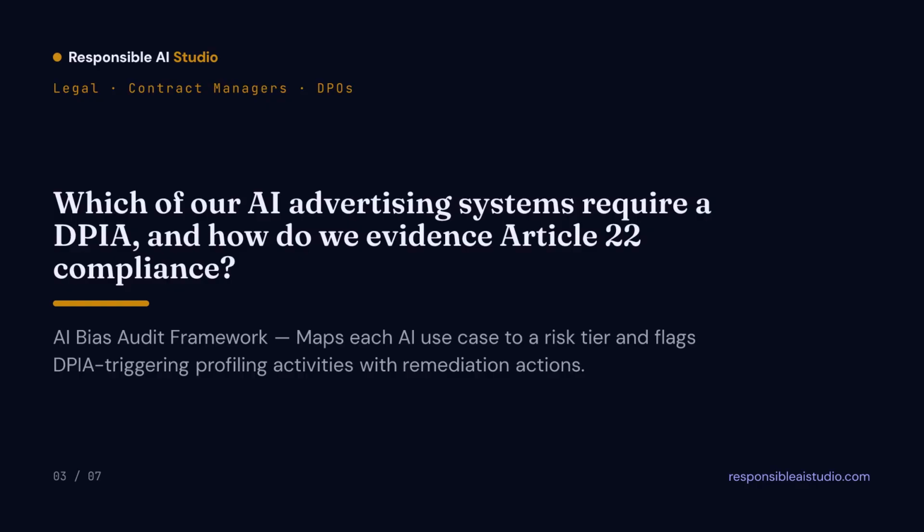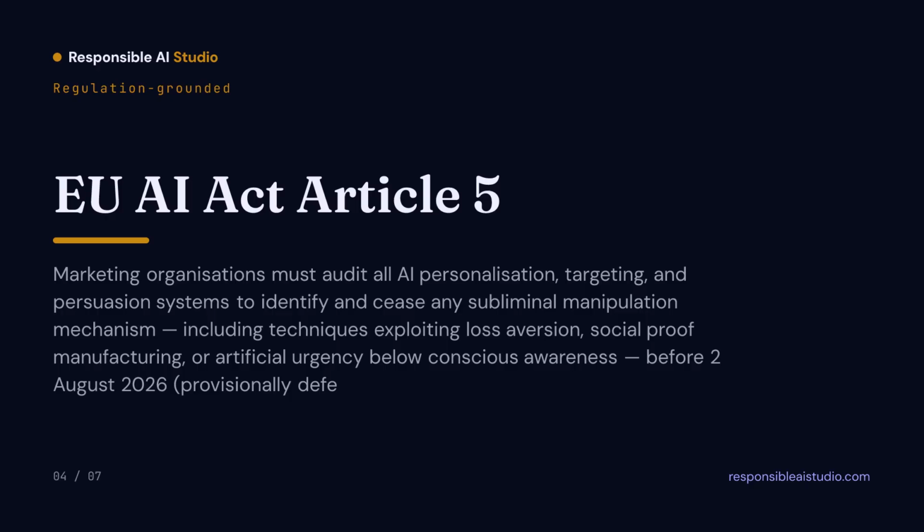It works through your advertising stack systematically, assigning each use case a risk tier and generating documented findings your compliance team can actually rely on, rather than a spreadsheet someone built under pressure. Under Article 5 of the EU AI Act, subliminal manipulation through AI is prohibited outright. The framework surfaces which personalization and persuasion systems warrant that scrutiny, flags the specific behaviors that create exposure, and records what you have done to address them. The kind of evidence regulators expect to see.